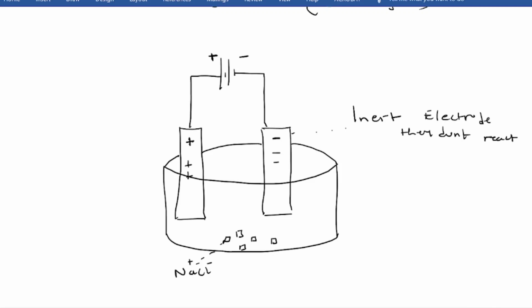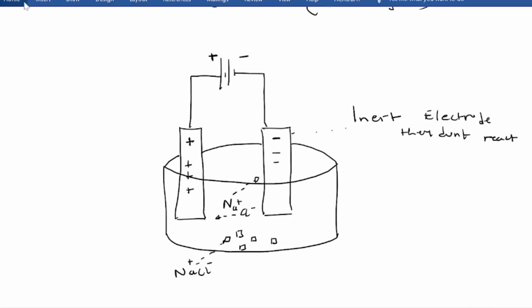If you look at the bond of sodium and chlorine, you know that they are bonded like this: sodium, which is positive, and chlorine, which is negative. So sodium is going to be attracted to the negative plate because it's positive, and chlorine is going to be attracted to the positive plate because it's negative.